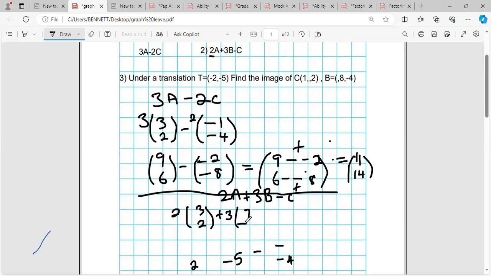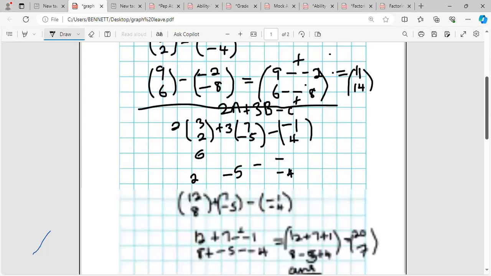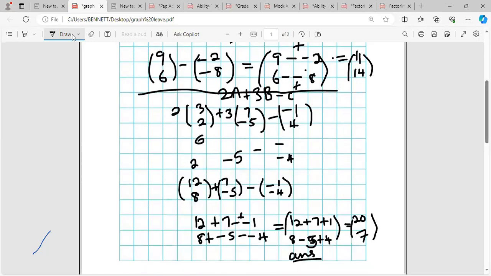And of course, C would be negative 1 and negative 4. So you just do it like this. So we know what to do. Expand the bracket and then we group them. 2 3s, that's 6. I think I really need to go down further. I really need to just clear this space. Just clear it.